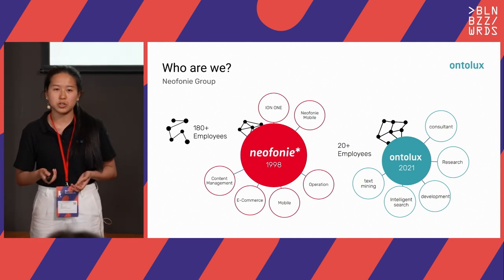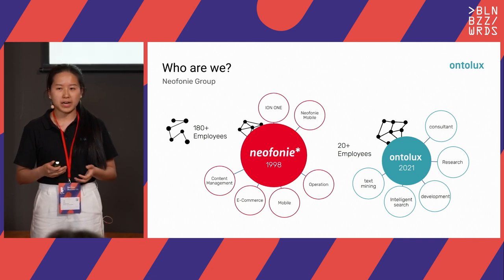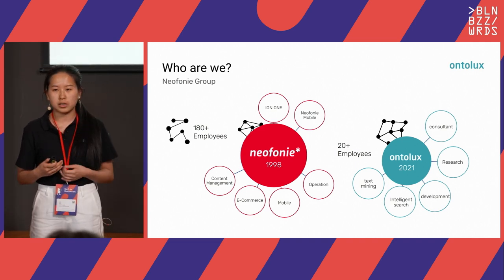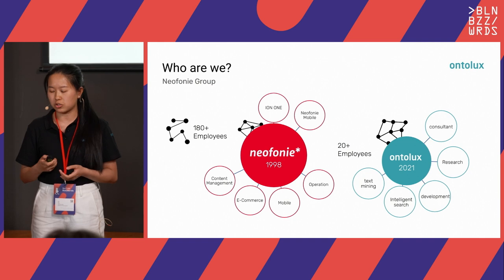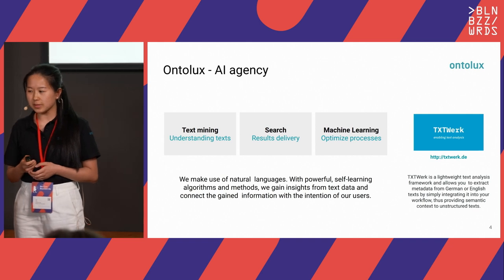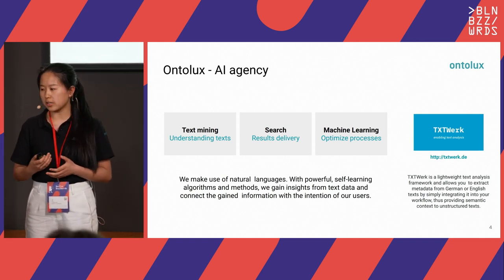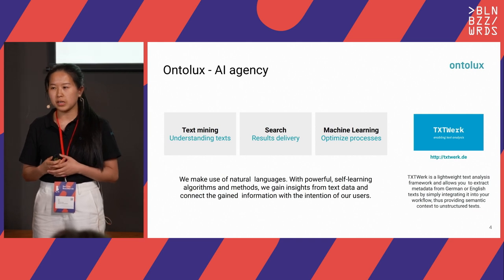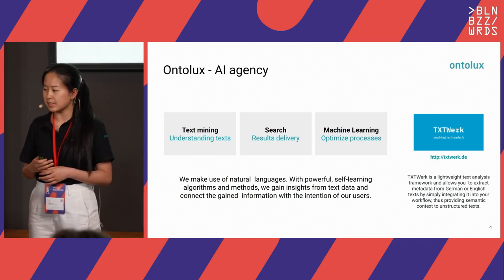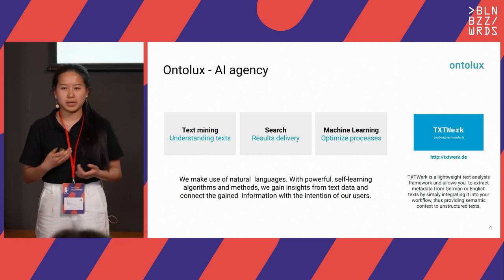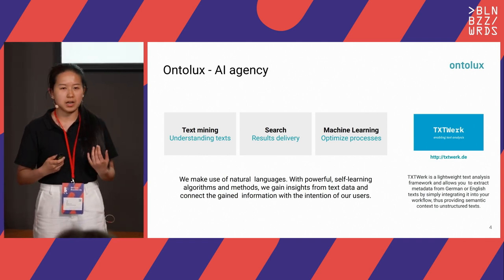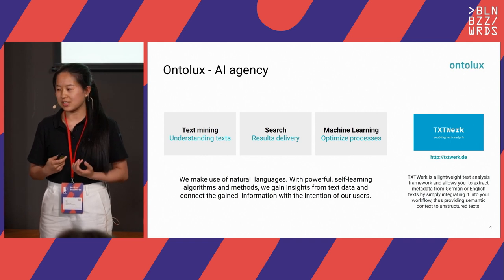At Ontology, we not only provide consulting services for our clients, we also develop our own tools and have our own research. So as mentioned above, Ontology is an AI agency. TextVec is our product and our tool that we develop in our team to help our clients do automatic text analysis. It is a lightweight framework which can be easily combined into your workflow to gain some insight from unstructured text data.